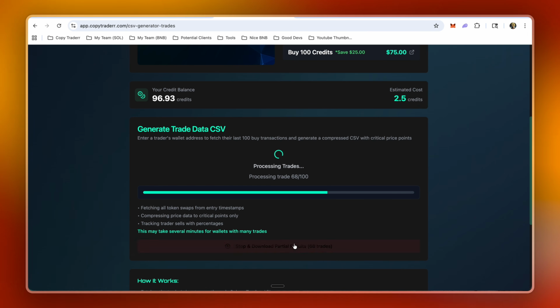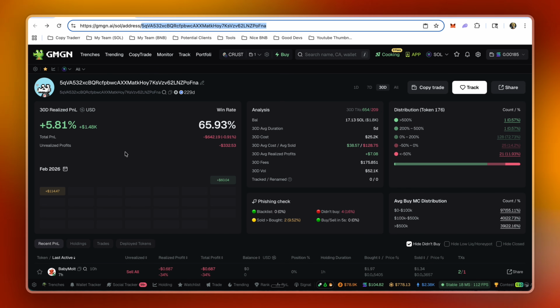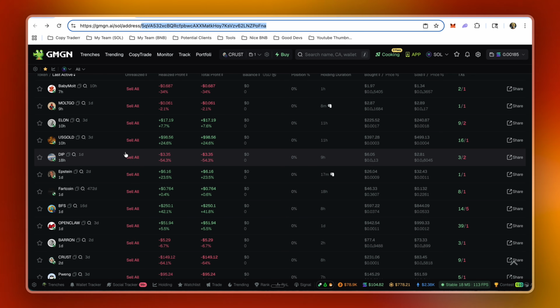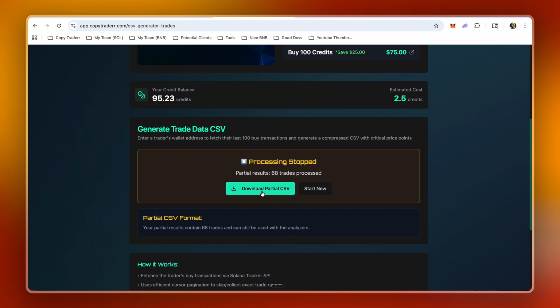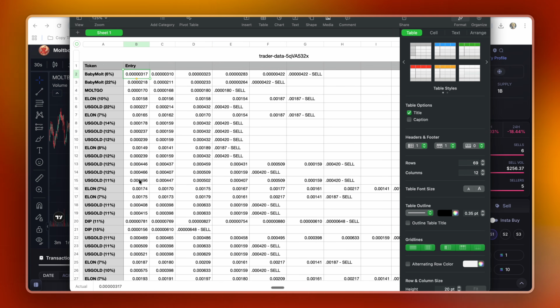Okay, I'm tired of waiting for this, so I'm going to stop this. I'm going to download the 68 trades. It's more than enough to see if there is a profitable strategy with this trader, which I imagine there will be. So once that's done, I'll download the CSV, show you what that looks like. So it's going to have his trade data, the price that he entered, and the important price points on the chart. It's basically a numerical representation of what's happening in the trades.